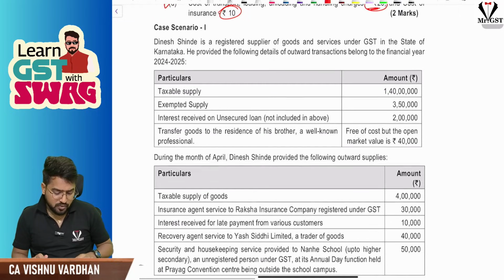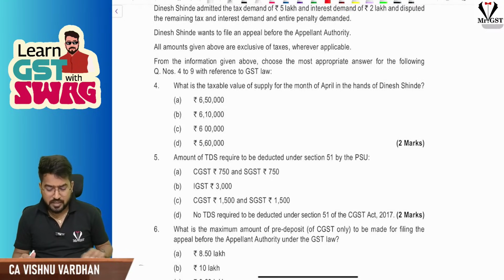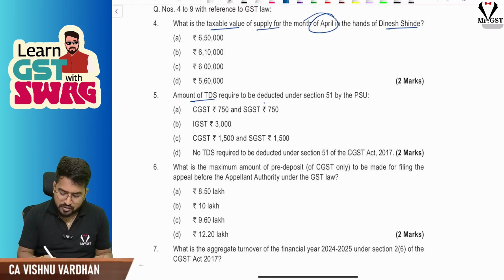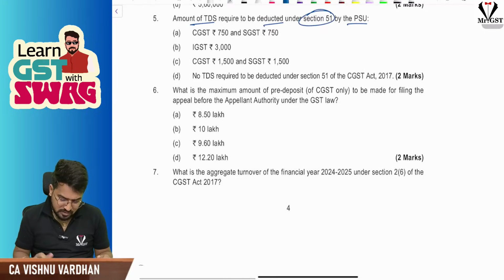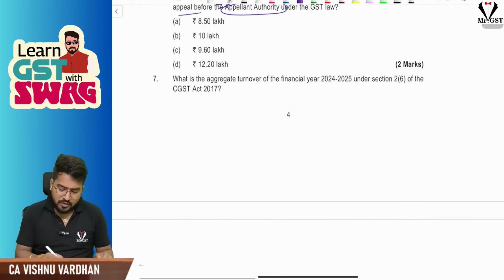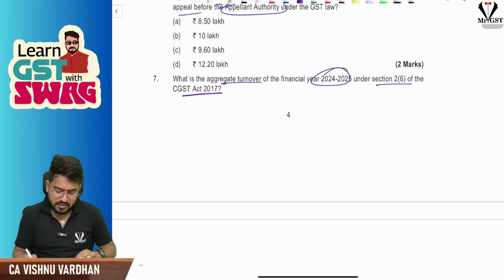Now let us move on to case scenario number 1. Before going to the case scenario, first we will see the questions. What is the taxable value for the month of April in the hands of Dinesh Shinde? April is important here. Amount of TDS to be deducted under section 51 by the PSU. Similar type of MCQ we have discussed, I guess, in some RTP or MTP. Next, what is the maximum amount of pre-deposit to be filed for filing the appeal before appellate authority? Super. What is the aggregate turnover for the financial year 24-25 under section 2 subsection 6 of CGST Act 17?